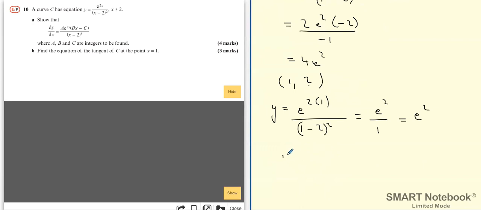I've got m equals 4e squared. I've got x coordinate, I've got y coordinate. And now all I need to do is do y minus e squared equals 4e squared times x minus 1. And I can leave it like that. I don't need to do any more working out. I don't need to make y the subject because it hasn't asked me to do that.